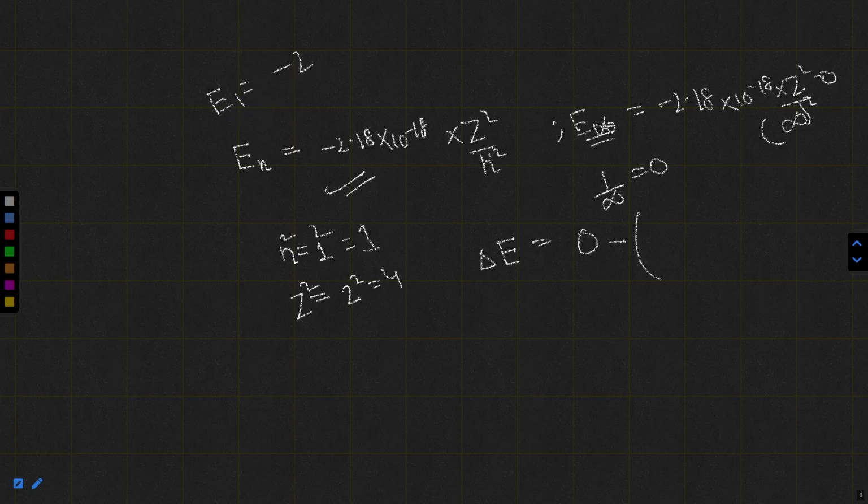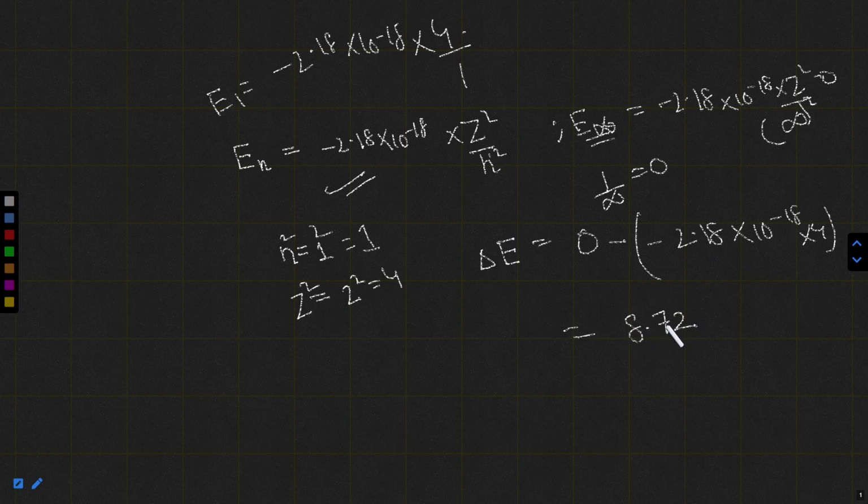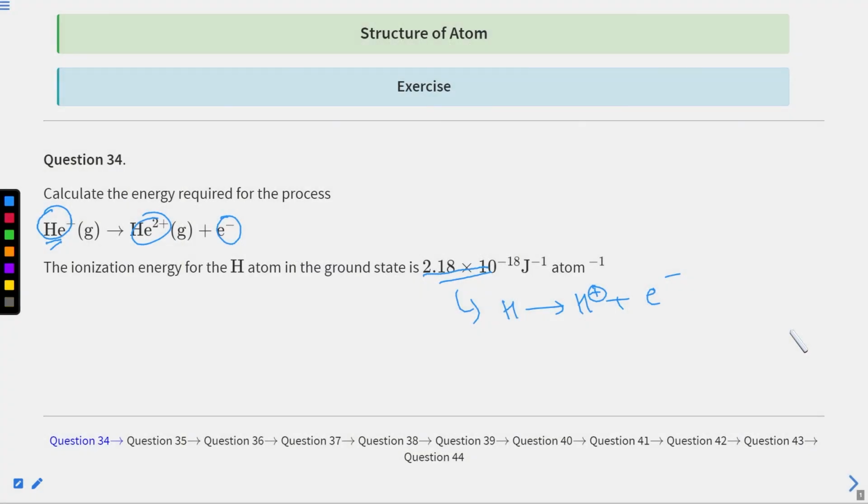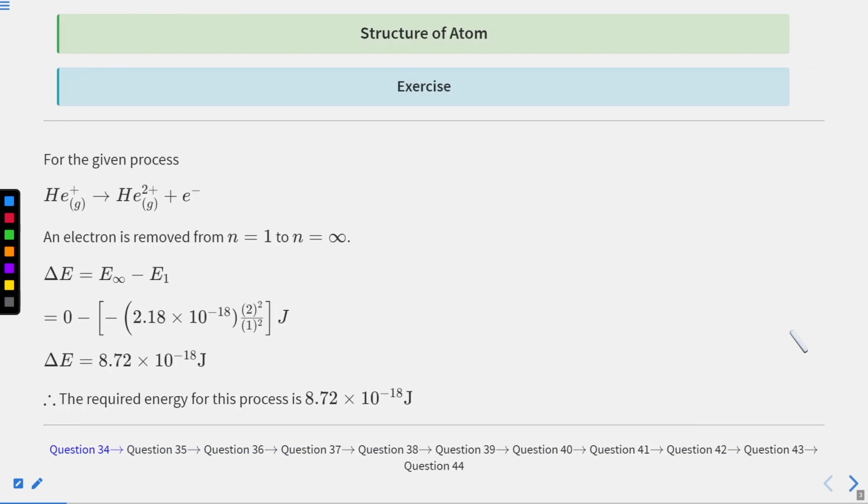So that would give us 2.18 into 10 to the power minus 18, z square, the value of z is 2, 2 square, that is 4 by 1. So that would give us 2.18 into 10 to the power minus 18 into 4. Clear? So if you calculate it, 4 8 is 32, 3 carry, 4 1 is 4, 3 is 7, and 4 2 is 8, with a positive sign, into 10 to the power minus 18 joule. So let us see the solution.